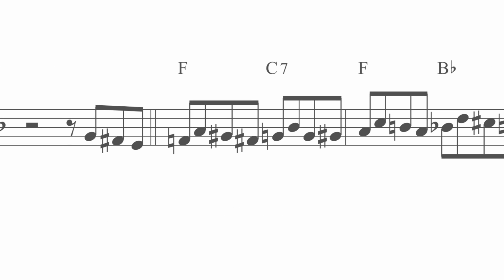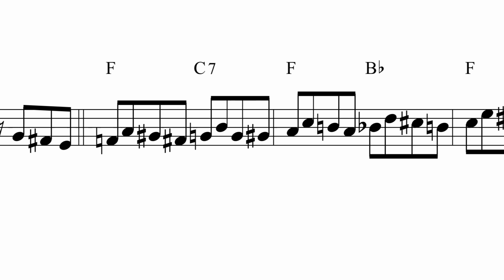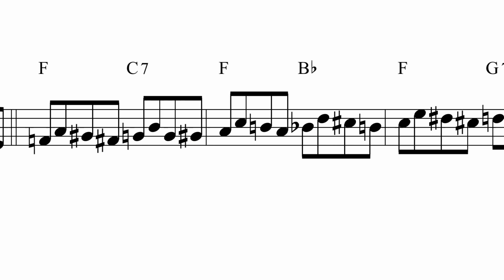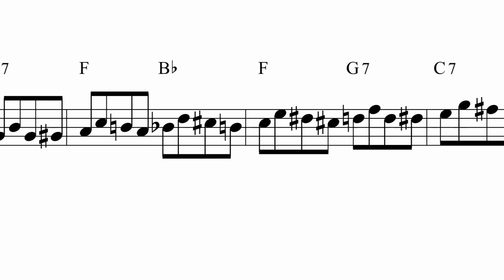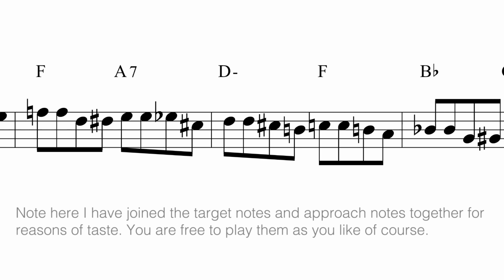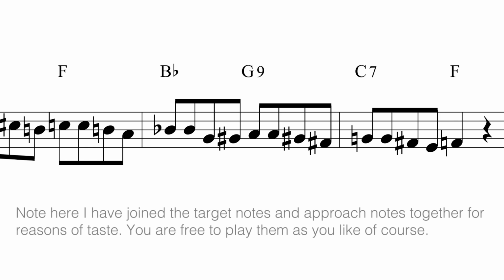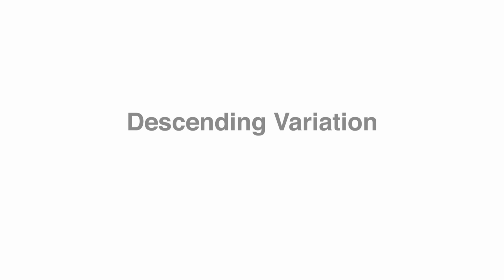Now exercise 7, which features a continuous 8th note line, as the target notes have the same duration as the approach notes. And here, with a variation descending.